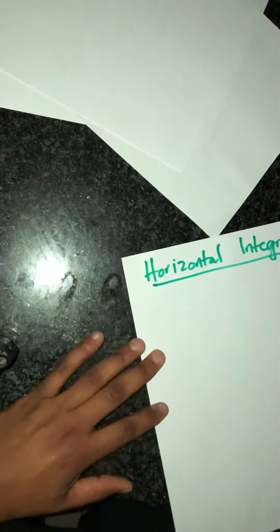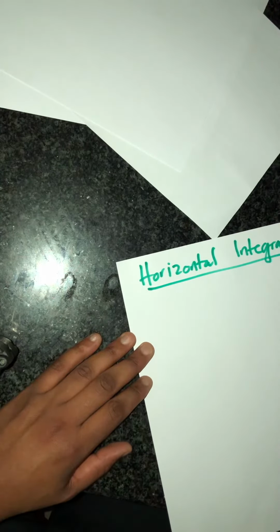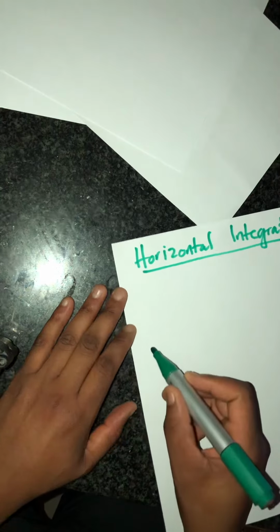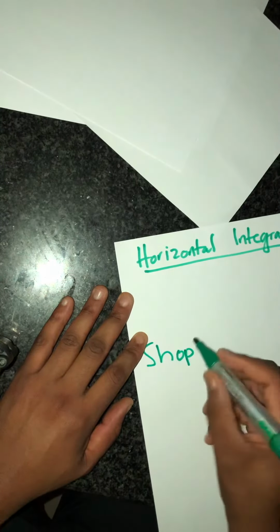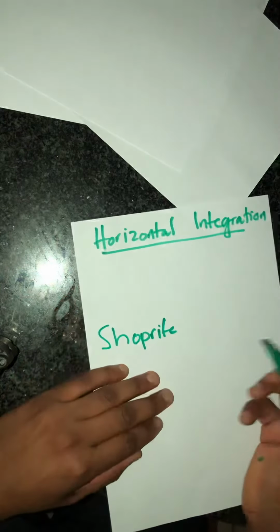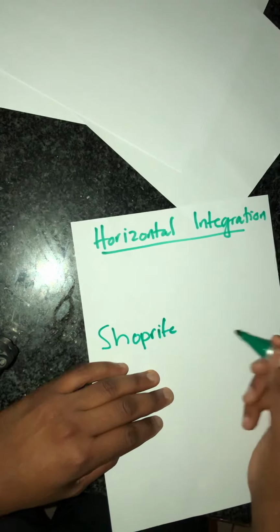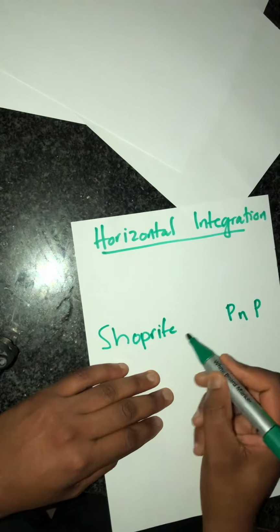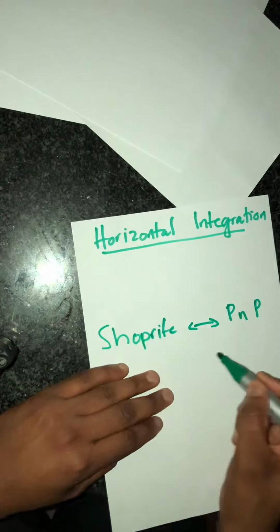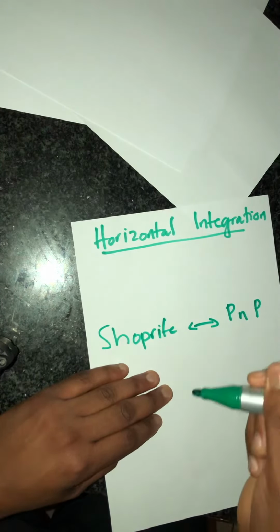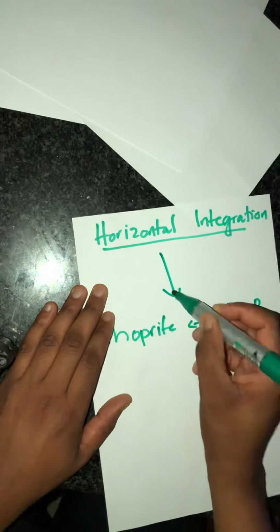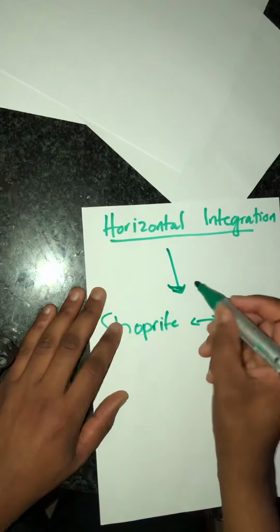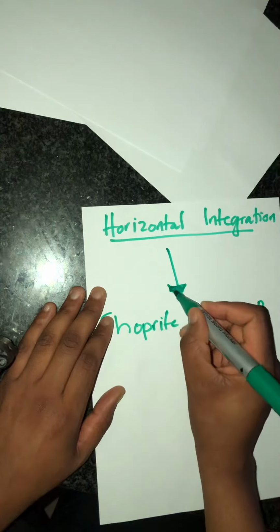Now, for horizontal integration, we have a business that takes control of or incorporates businesses in the same industry which sell the same product. So you have your ShopRite, which incorporates with, let's just pick an example, Pick n Pay. ShopRite incorporates with Pick n Pay because the reason we have horizontal integration, number one, is to eliminate or bring down competition.